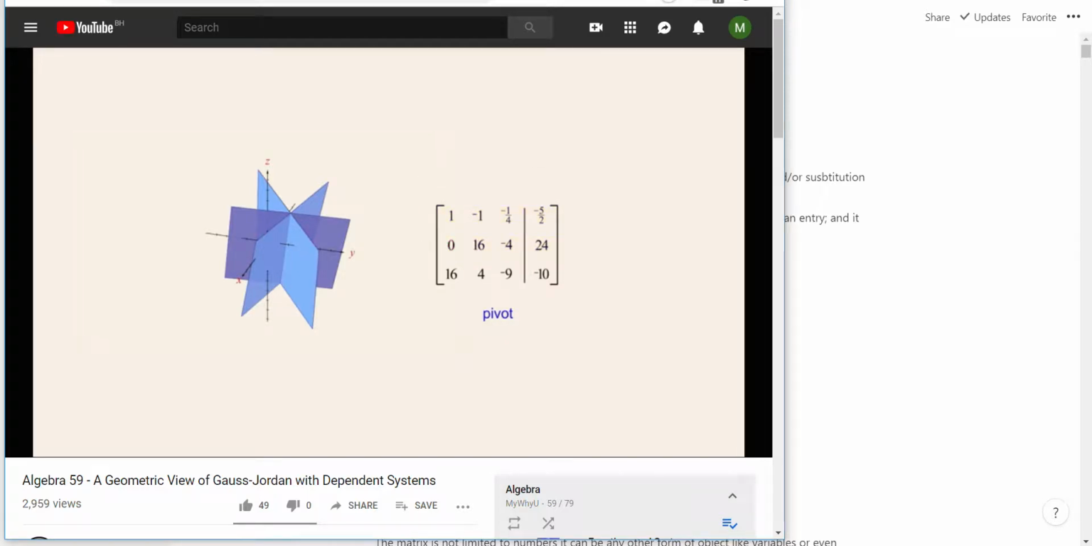Since the pivot operation adds a multiple of row 1 to row 2, it causes plane 2 to rotate around its line of intersection with plane 1. And since the x-coefficient in row 2 has changed to 0, plane 2 has become parallel to the x-axis. We then change the entry below that to a 0, using a pivot to add -16 times row 1 to row 3.